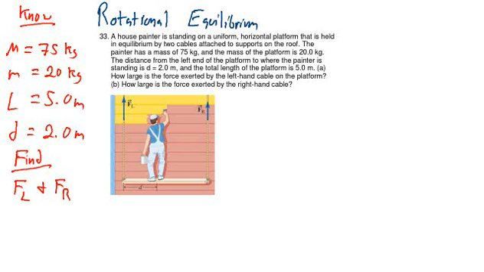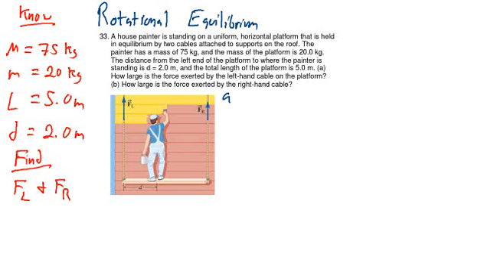I'd like to work on another problem out of Chapter 8 that has to do with the concept of rotational equilibrium. So here we see in this picture that we have a house painter on a scaffolding that's held up by two ropes. We're given some information about the painter and the geometry of the scaffolding itself, and we're asked to find out the value of the forces in each of the ropes that are holding the scaffolding up.